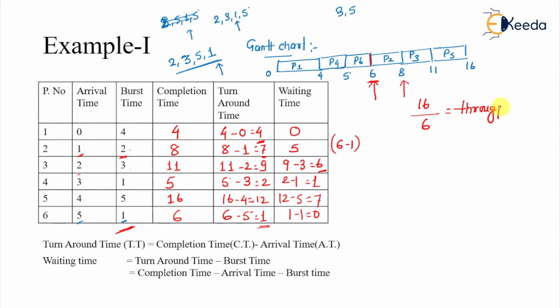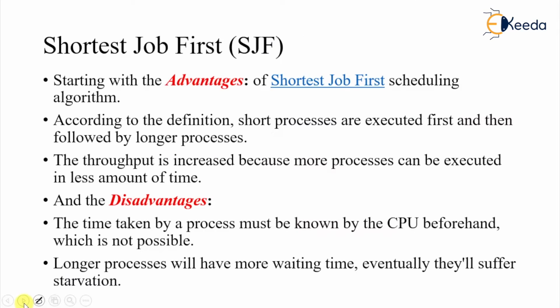Okay, this is my throughput of the system. So this is how your Gantt chart will look, and these are some of the calculations we have done for this question.